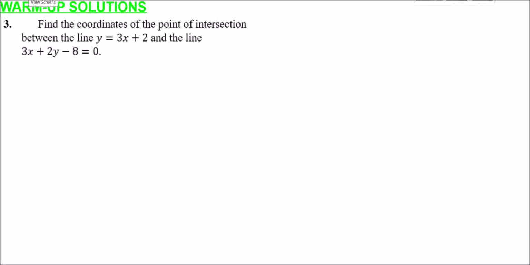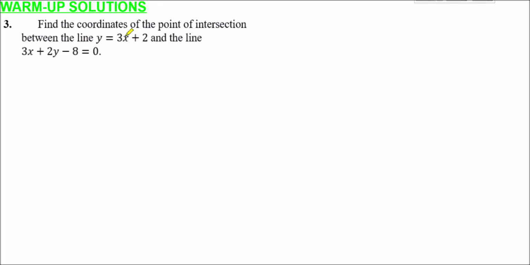Next up, question 3. Find the coordinates of a point of intersection between the line y equals 3x plus 2 and the line 3x plus 2y minus 8 equals 0. Again, as ever with maths, there's almost always more than one way of tackling something, so what I'm going to suggest here might not be the way you go for.